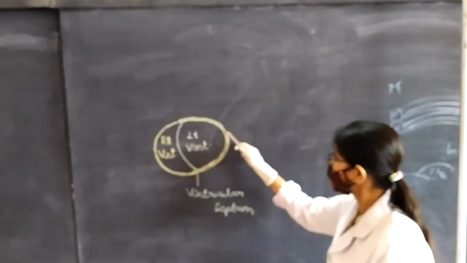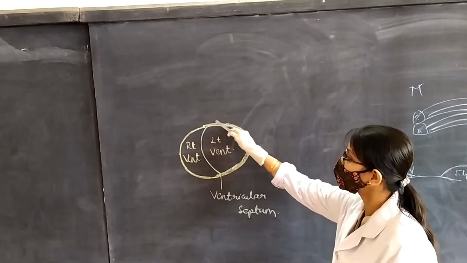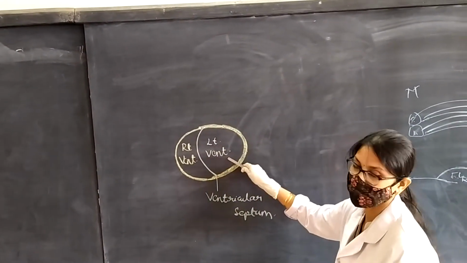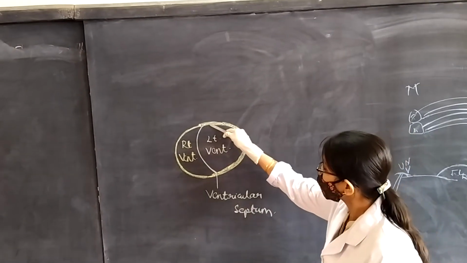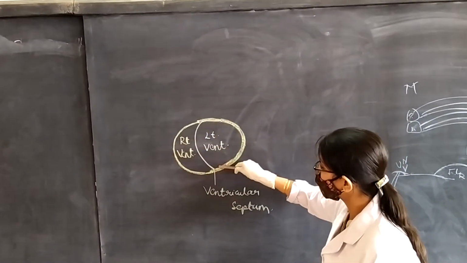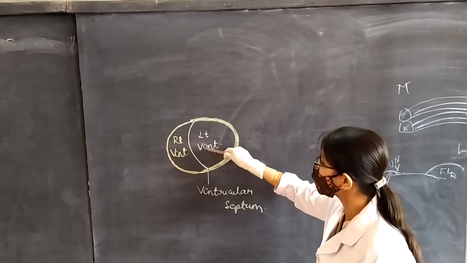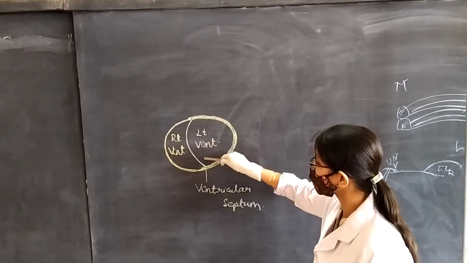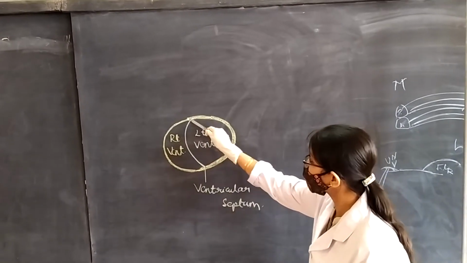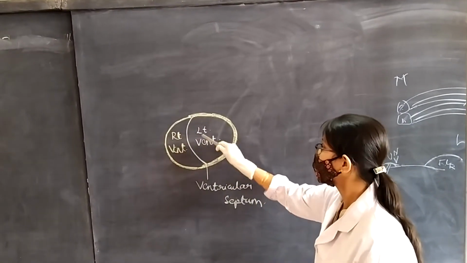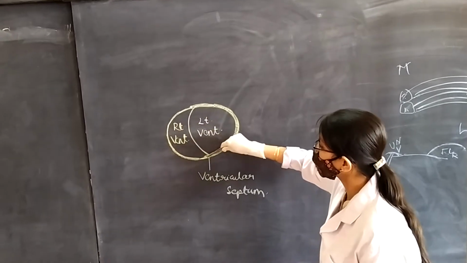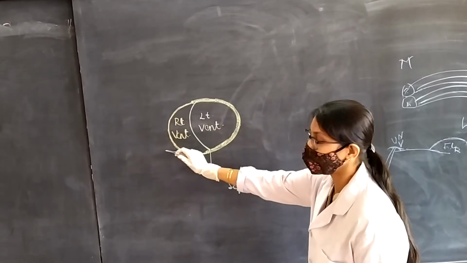Here you can see the interior of the ventricles, right ventricle and left ventricle. There is a septum called the interventricular septum. Inter means between the two ventricles. This green color is representing the interventricular septum. This septum is not straight. Rather, it shows a convexity towards the right ventricle.